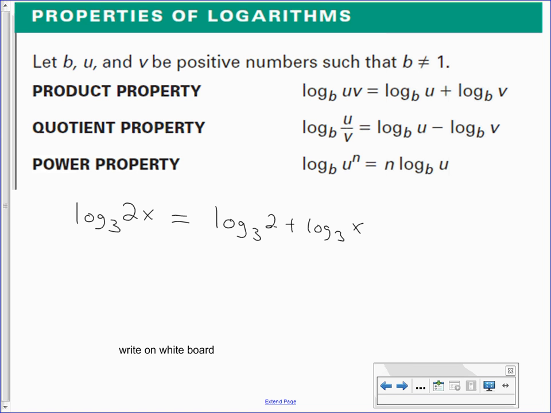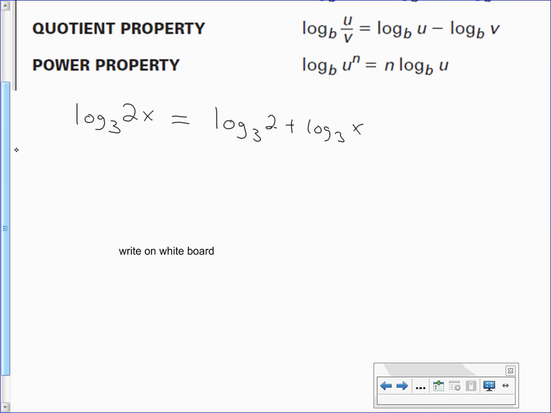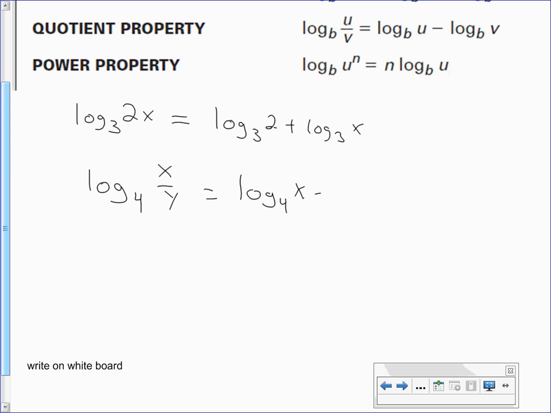It works the same way, it's just instead of addition, it's subtraction. So you take the log of the numerator, subtract the log of the denominator. Real simple example: say we have log base 4 of x over y. Same thing as log base 4 of x minus the log base 4 of y.